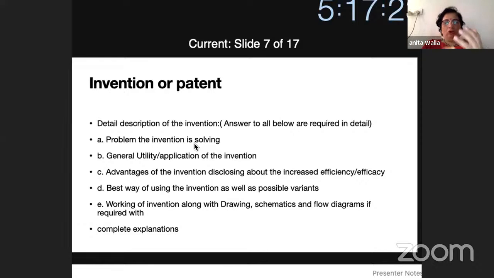All those examples of Thomas Alva Edison: the telephone invention, the TV invention was useful. That's why it is getting innovated, not invented. Invention is done already. But the phone keeps getting innovated. Now we've reached the mobile phone. That is also not invention, it is innovation. So whether it is useful or not, whether the society needs that, the market needs it or not, the advantage of that invention for the people who want to take it, the best way of using the invention as well as the possible variety of that, and the working of the invention along with the drawing, systematically making an architecture of that.